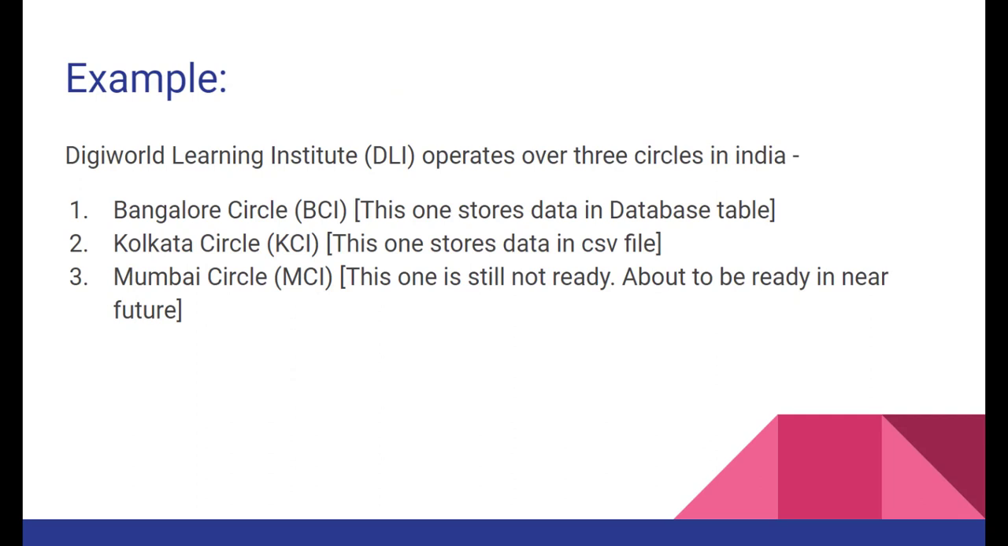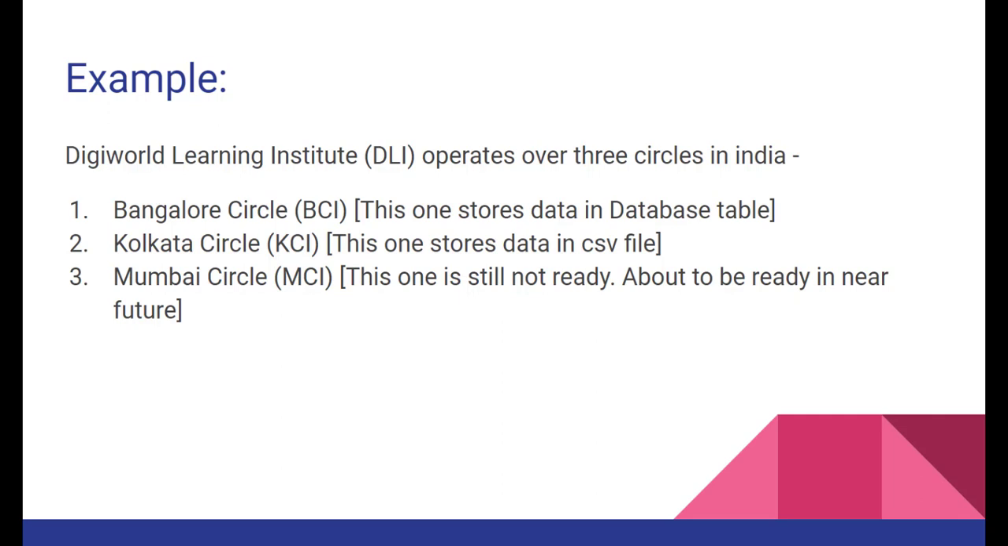So here comes the demonstration part. Here, as you can see, DigiWorld Learning Institute, that is DLI, operates over 3 circles in India. Basically, I am giving a scenario which we are going to demonstrate. There are 3 circles: Bangalore circle, Kolkata circle, and Mumbai circle, right? Bangalore circle is referred to as BCI, Kolkata circle as KCI, and Mumbai circle as MCI. Out of these 3, the Mumbai circle is still not ready, and is about to be ready in the near future, right?